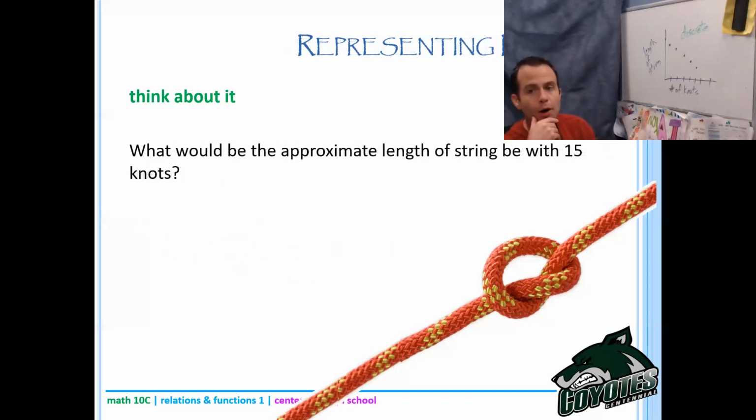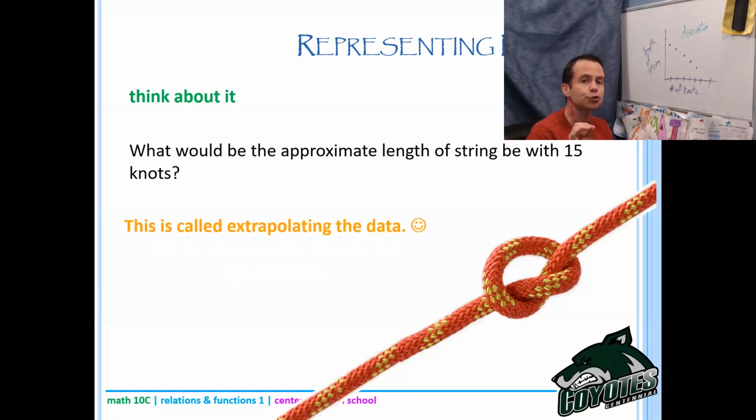What would be the approximate length of string with 15 knots? Well, if you had done this in class, most of you would not have gone to 15 knots. You would have only gone to like 7 or 8 knots. So you look at the pattern and pretend that pattern continues until you hit 15 knots and make a guesstimate based on the pattern you saw, because you would assume that the pattern keeps following as you keep adding knots.